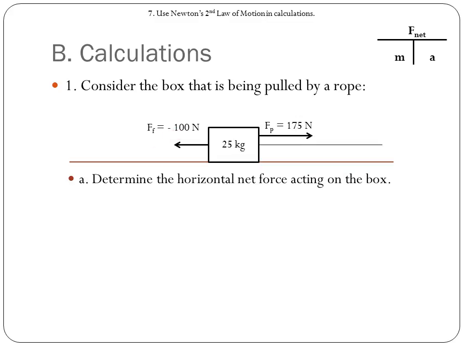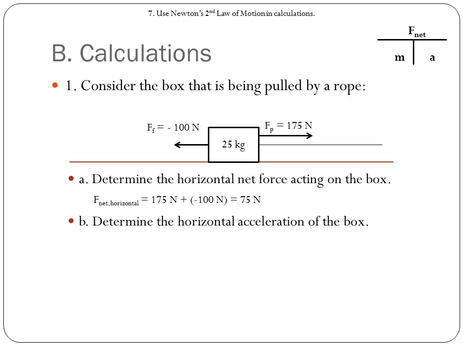First question, determine the horizontal net force acting on the box. Do note that there would also be vertical forces going up and down acting on the box, but for this problem we're just not concerned about those. We'll only consider the horizontal ones. So horizontally, I know that I just need to add the forces up. So the net force acting in the horizontal direction is 175 newtons, plus the negative 100 newtons, or minus 100 newtons, and that's going to equal 75 newtons. So there's our net force in the horizontal direction.